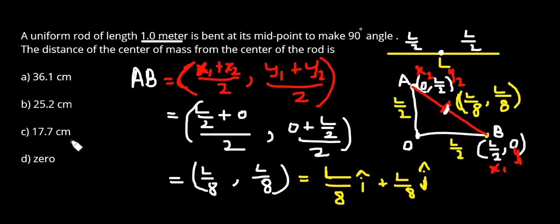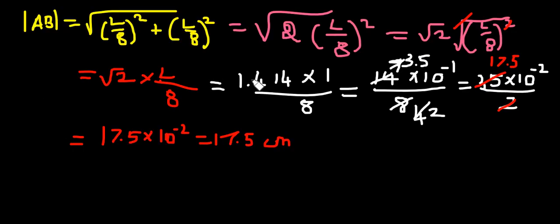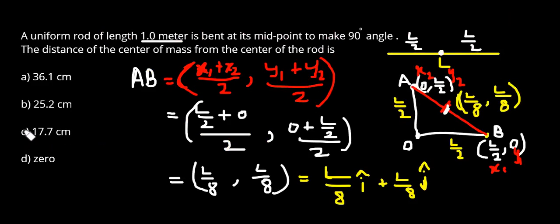Where is the 17.5 from? We did it with an approximation value. This thing is taken as an approximation, so it is going to be greater. 17.5 is the approximate value, and the exact value is going to be 17.7 centimeters.